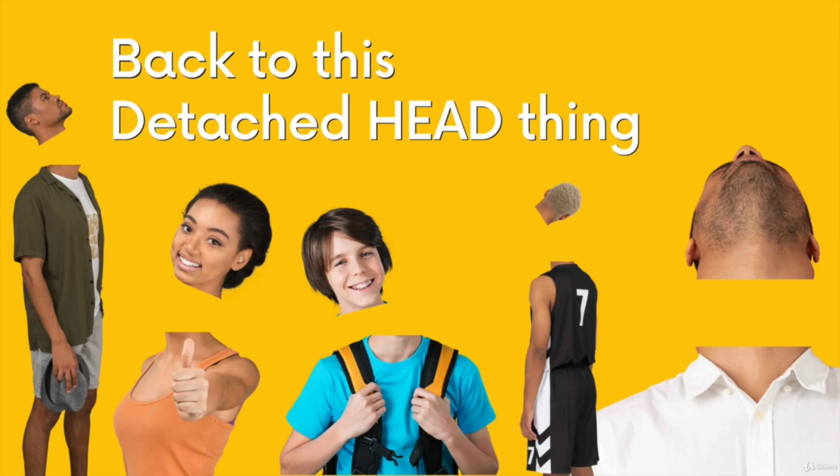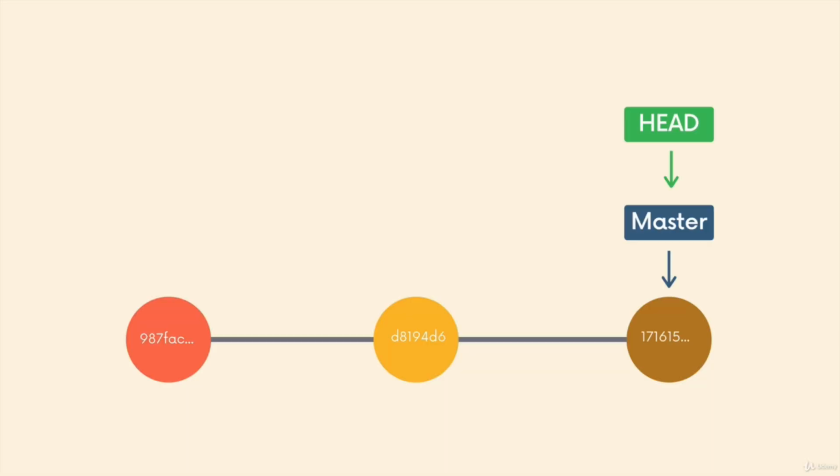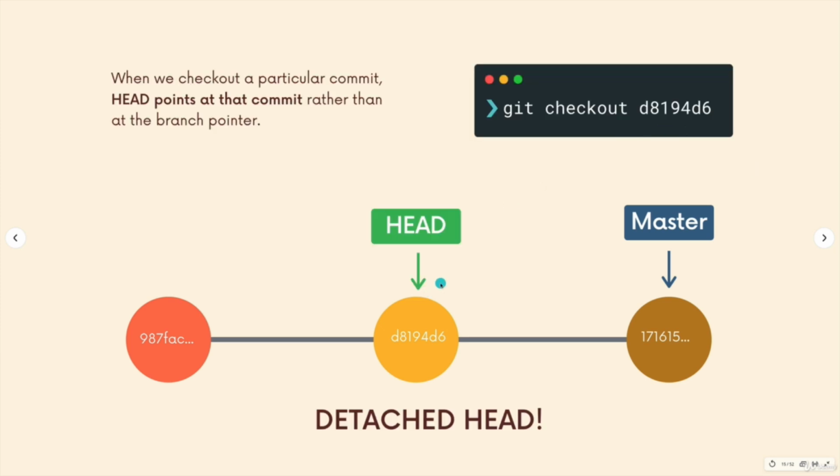So now back to this detached HEAD thing. Look at all those detached heads. I manually detached those just for this slide. Anyway, now when we check out an earlier commit, what we're doing is actually changing HEAD to refer to a commit. So in this case, I'm just going back 1 commit. HEAD points directly at that commit, not at a branch reference. So it's kind of a weird state.